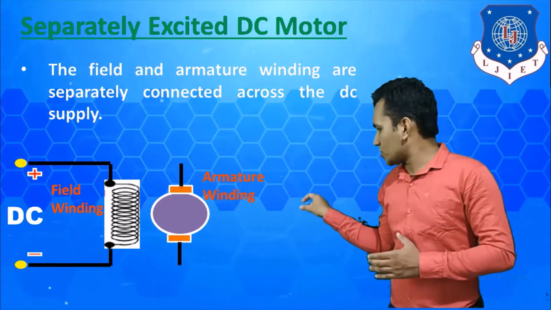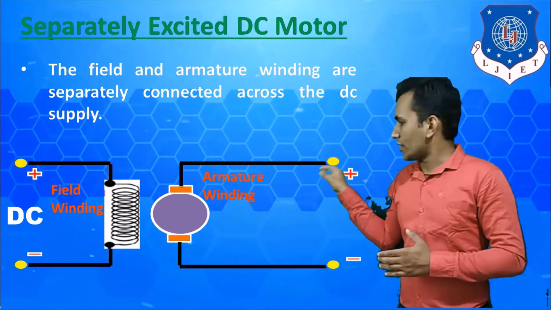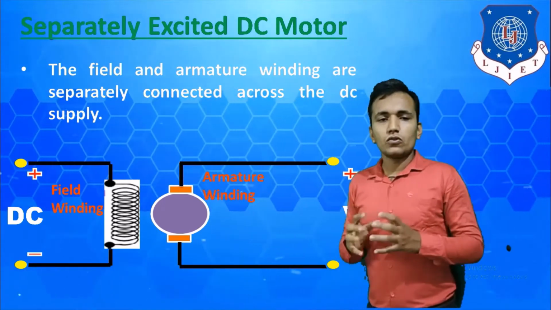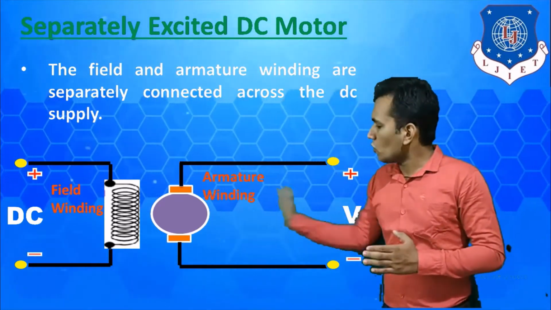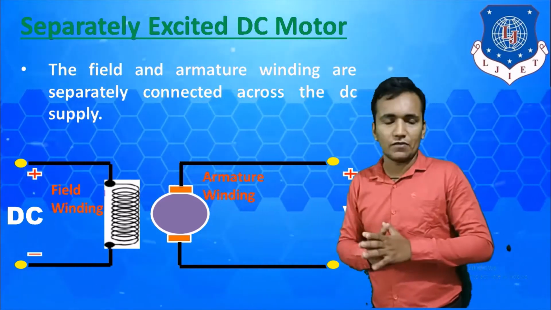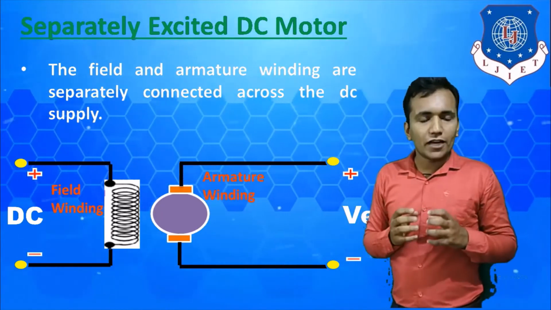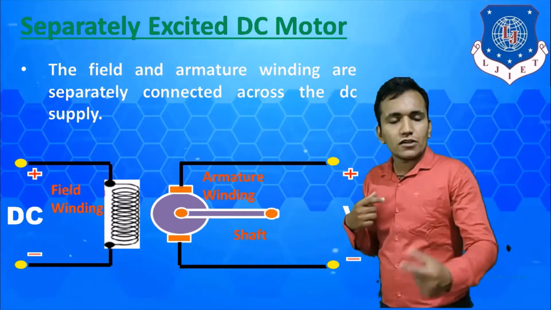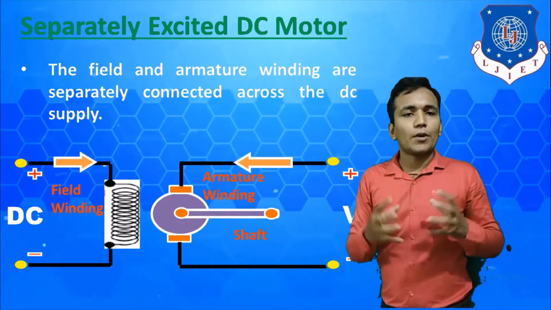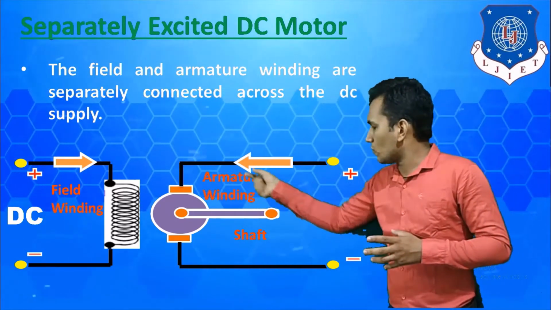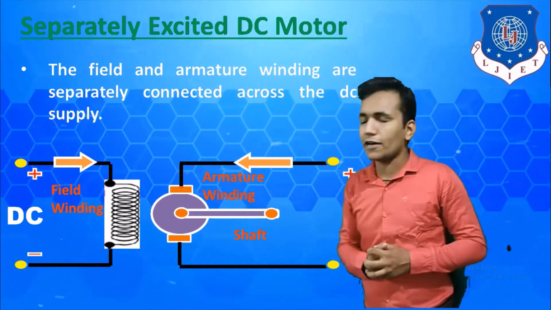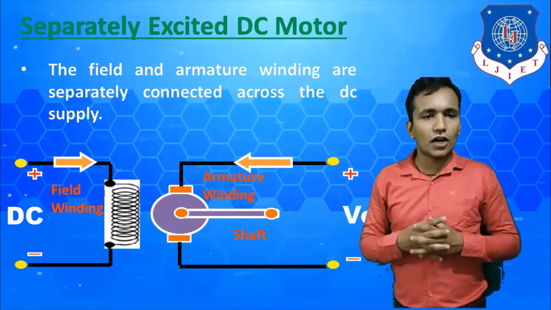Also, the armature winding circuit is connected across the positive and negative terminals of the DC supply. So in this figure you can see there is no physical connection between the field and armature windings. Both are separately connected. In the armature winding you can see the shaft of the DC motor. In this separately excited motor, current flows in the field winding and also in the armature winding, in the direction shown.